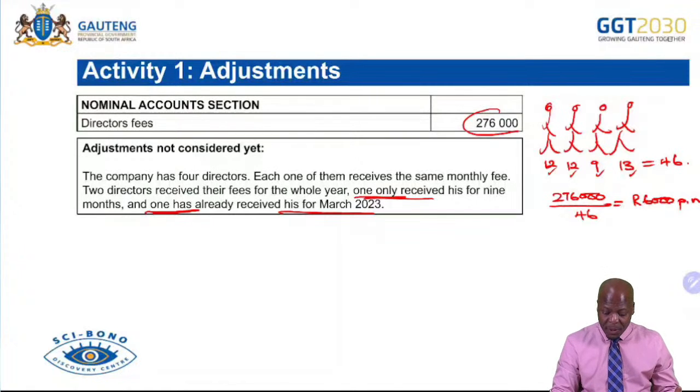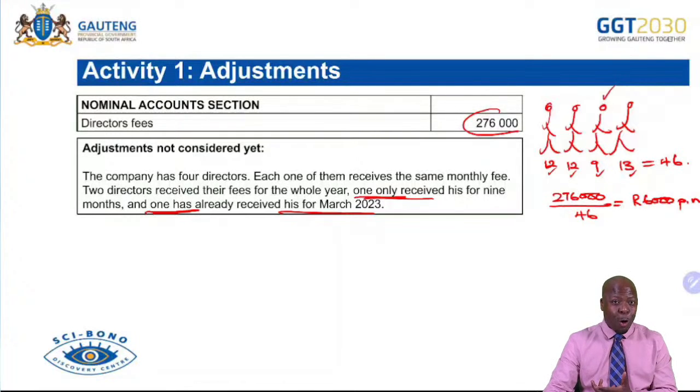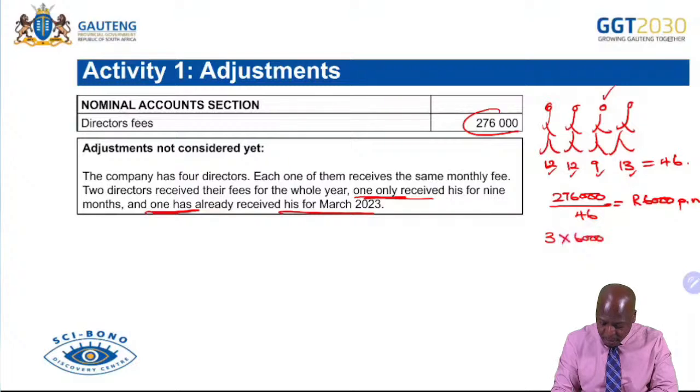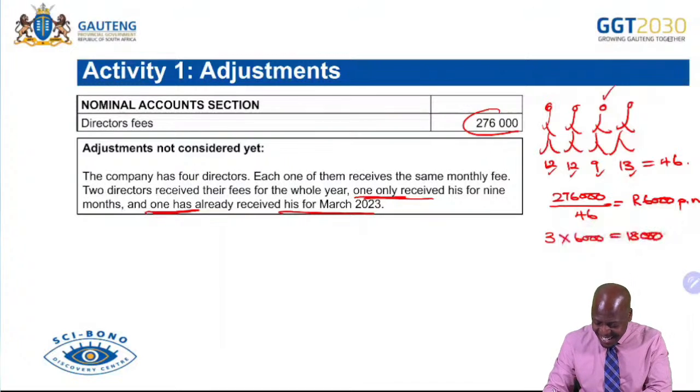Let's start solving our problems. What was our problem? This first director. What was his problem? We paid him for 9 months. How many months do we owe him? 3 months. So we come to that guy and then we say, we owe him director's fees for 3 months. All right. And how much does he get per month? He gets 6,000 per month. That means in total, how much do we owe this director? We owe him 18,000.